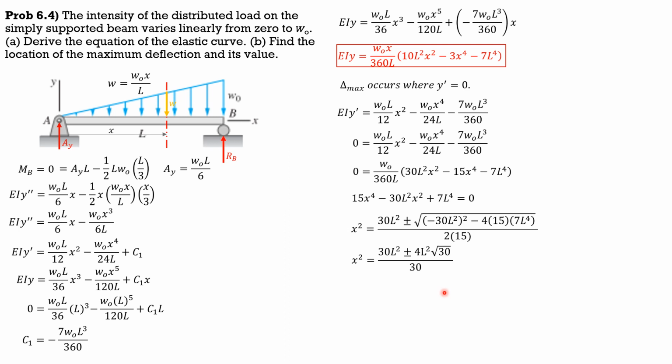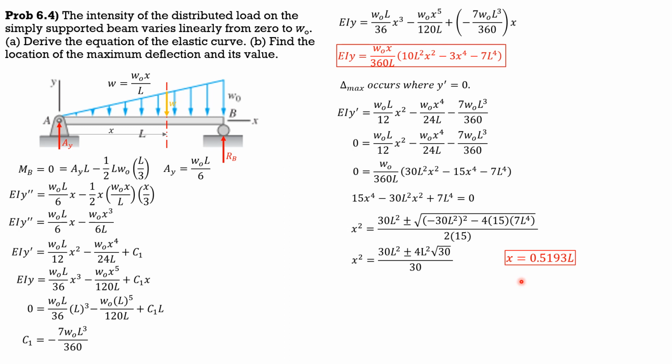If we set the sign positive, the value of x is more than L, so it is absorbed. So we use the minus sign to solve for x. So using the minus sign, x squared is equal to 30L squared minus 4L squared square root of 30 over 30. X is 0.5193 of L. So that's the location of maximum deflection.